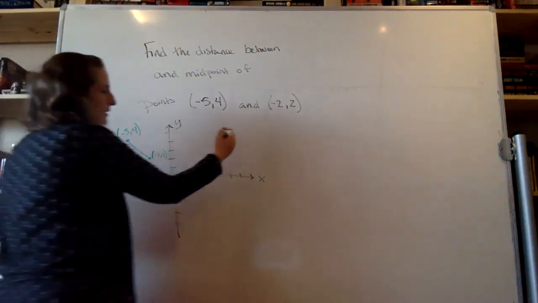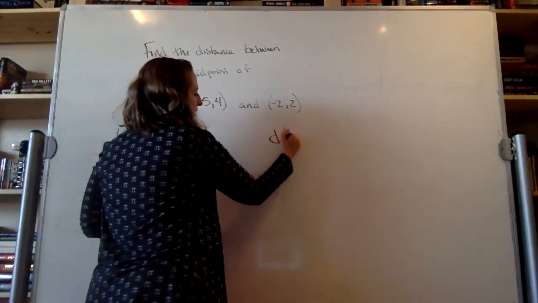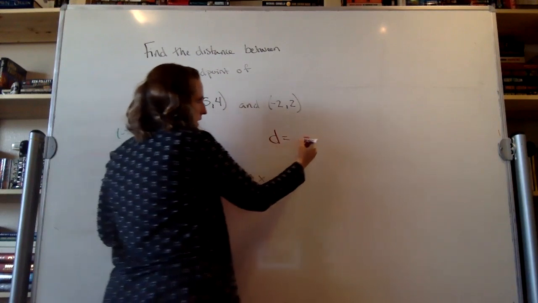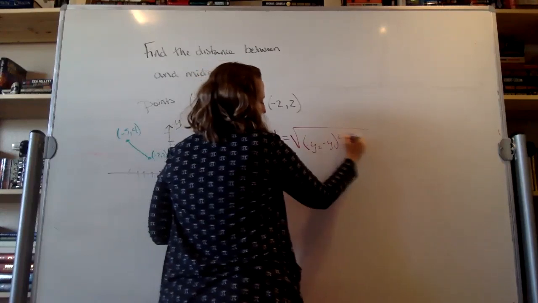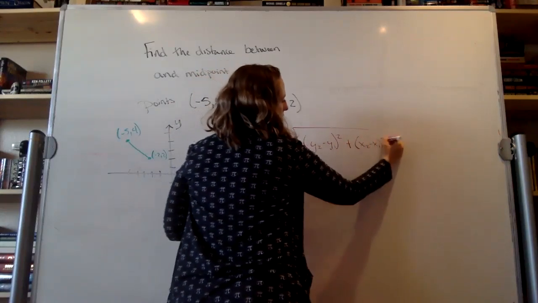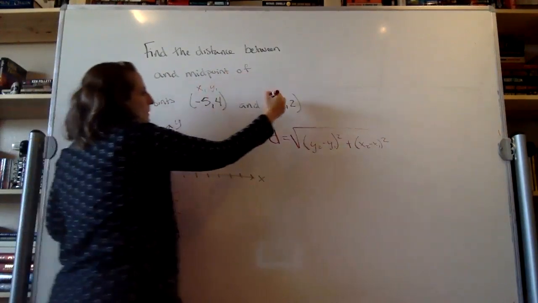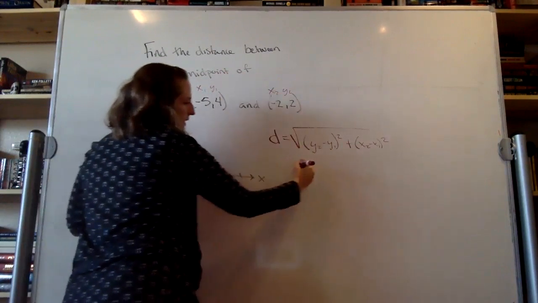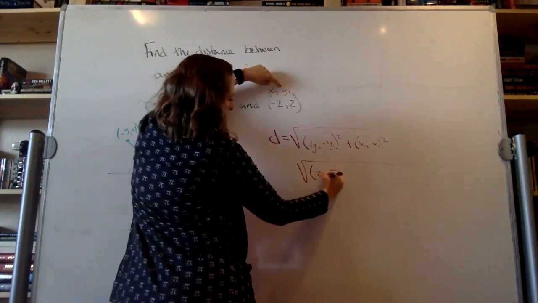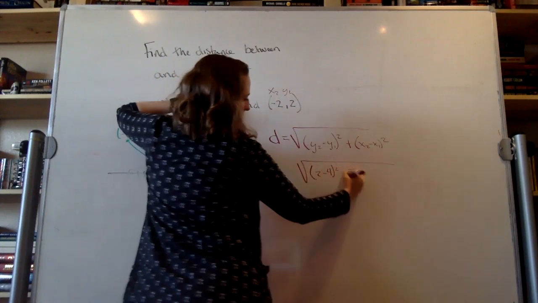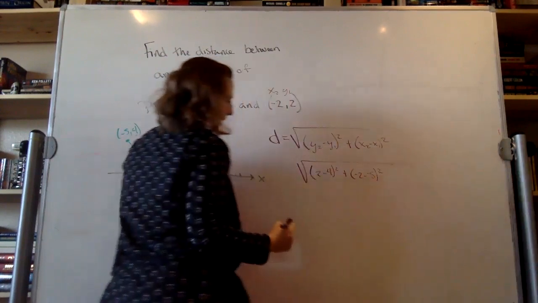Okay, let's start with the distance. So remember our distance formula. It says to find the distance between any 2 points, x1, y1, and x2, y2, we do the square root of y2 minus y1 squared plus x2 minus x1 squared. That comes from the Pythagorean theorem. So I'm going to make my first point x1, y1, and my second point x2, y2. I'm creative like that. So now plugging into our formula, I'll have y2, 2, minus y1, 4 squared, plus x2, -2, minus -5 squared.